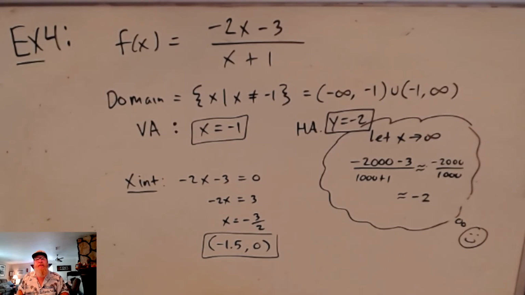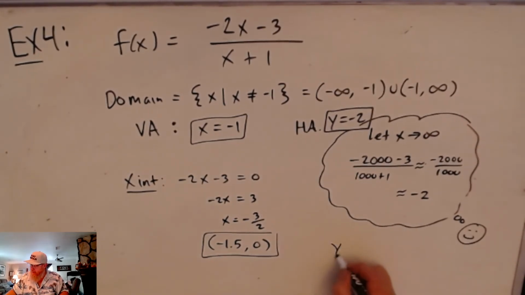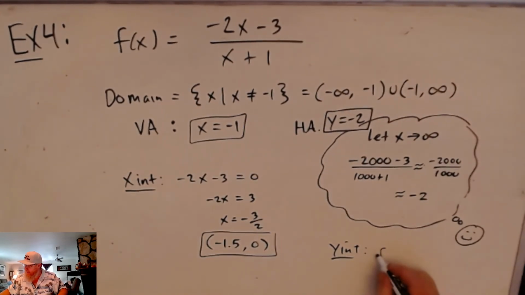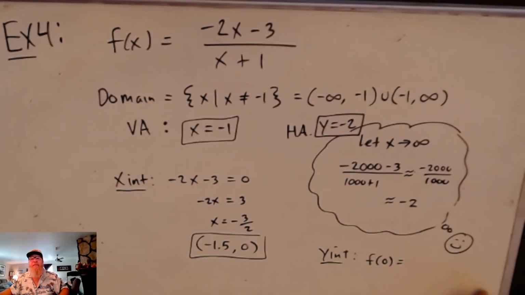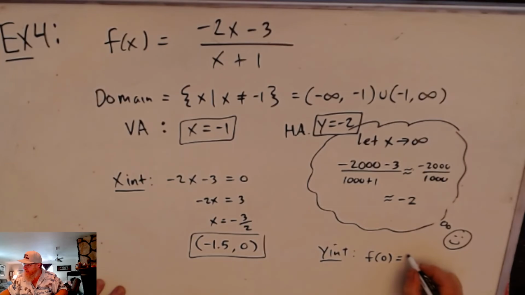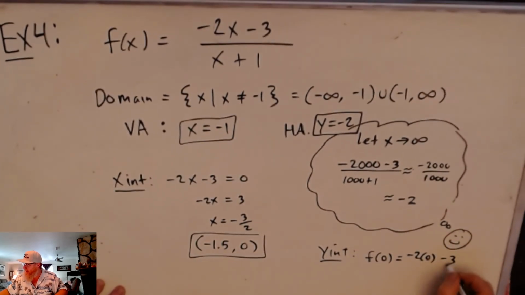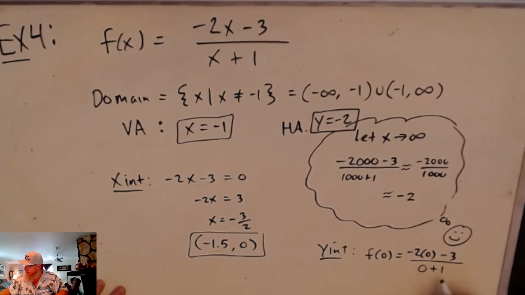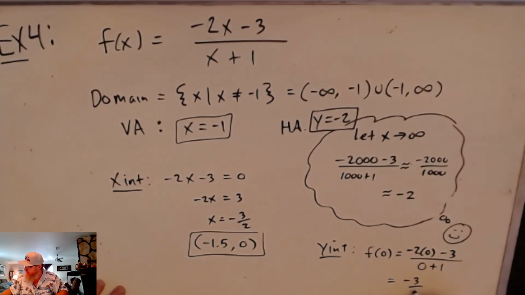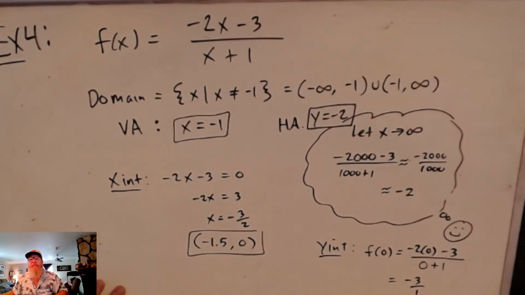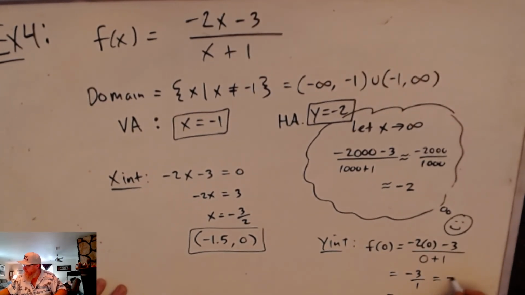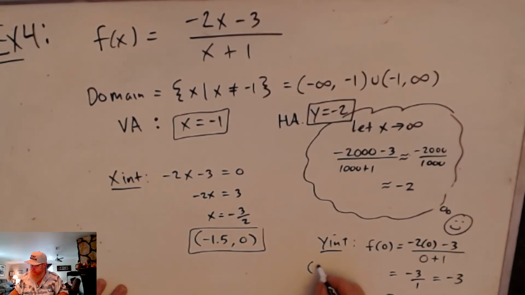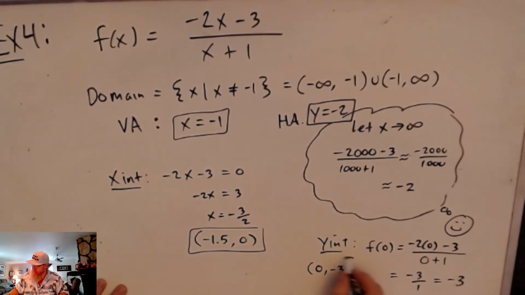And then the y-intercept, you plug in 0 for x, and you get -2 times 0 minus 3, over 0 plus 1, which is -3/1, which is -3. So the y-intercept is 0, -3.